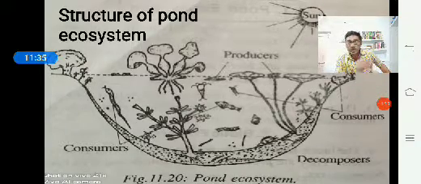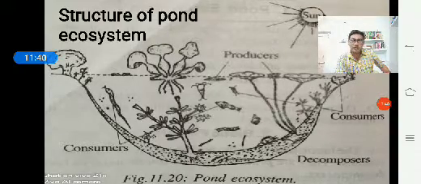Then the next topic is functional components of ecosystem.